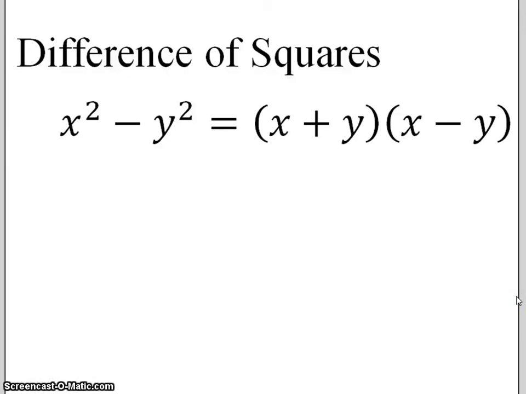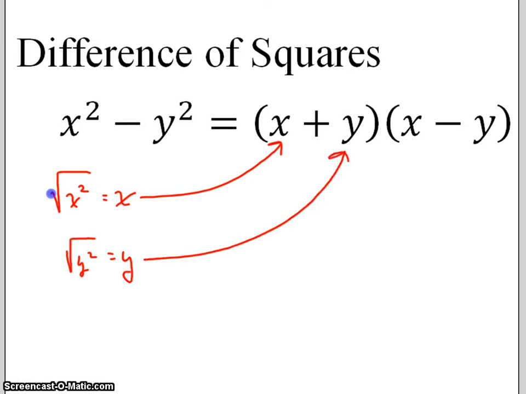Okay, here we're going to do a number of examples using special factoring techniques. So the first is called factoring a difference of squares. So x squared minus y squared, that binomial, factors to x plus y times x minus y. Now what's important here is that the square root of x squared is x, that's what goes here, and the square root of y squared is y, which is what goes here.